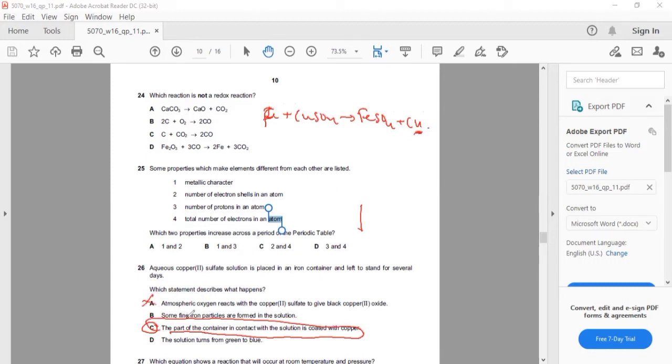A is wrong. Some fine particles are formed in the solution. Some fine iron particles are formed in the solution? No, in the products there is no iron. B is wrong. Blue means copper sulfate. The solution turns from green to blue is wrong. This solution is already blue.